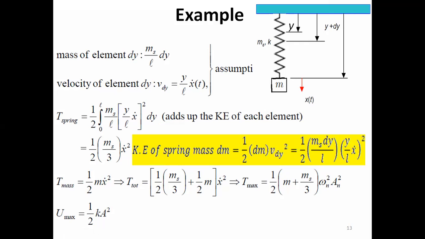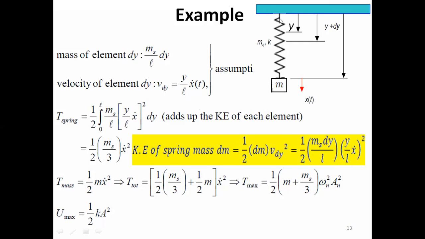We have the mass of the differential element of the spring. So the kinetic energy of the differential element of spring, dm, is equal to half times the mass, here dm, times the velocity of that small mass, v subscript dy, whole square. So this is the kinetic energy. Putting for the small mass dm, which is (m_s/L) dy, and for the velocity, which is (y/L) x dot, whole square, this is the kinetic energy of this small portion of the spring.